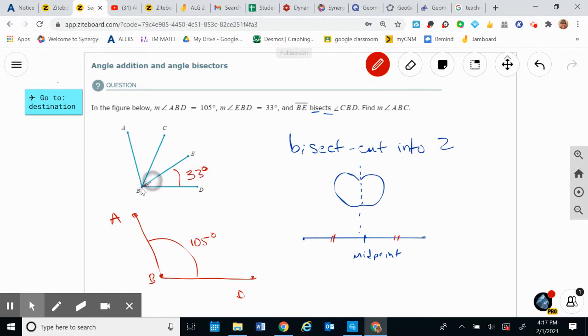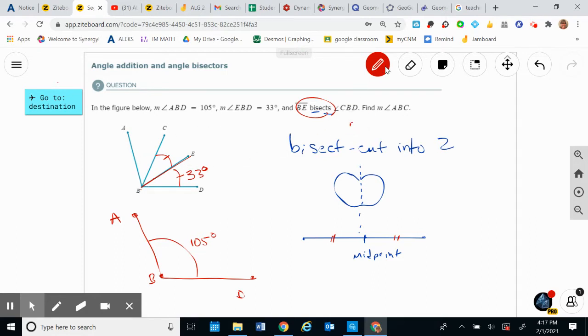And it says BE bisects angle CBD. What that means is that this line here, this segment, it's not a ray, notice, because it doesn't have an arrow on the end, but this segment is bisecting this angle CBD. So now these are the same size. They're congruent, which means, well, I won't tell you what it means. You try to figure out what it means real quick. Okay. And then it says find the measure of ABC.